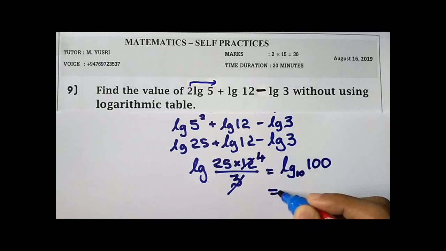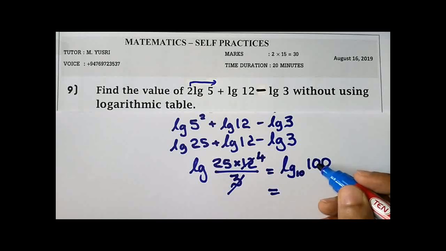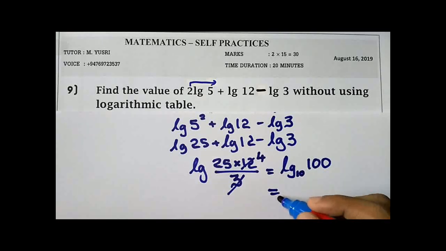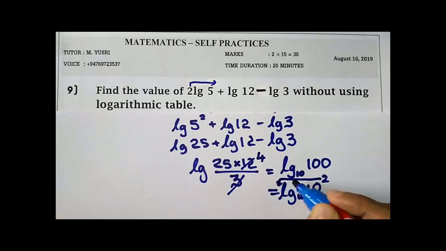Now can we write this 100 in terms of 10? Yes, 10 squared, how much is that? That's 100. So log 10 squared, and now I am taking this square as the coefficient of this logarithm. So you can write it like this: 2, and now you can see both the values are the same. If both the values are the same, we just have to substitute 1 for that. So 2 ones, how much is that? 2. So the final answer is 2.